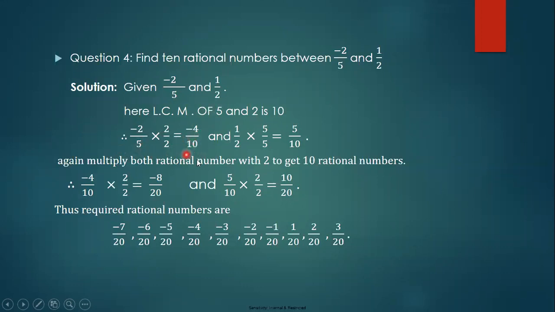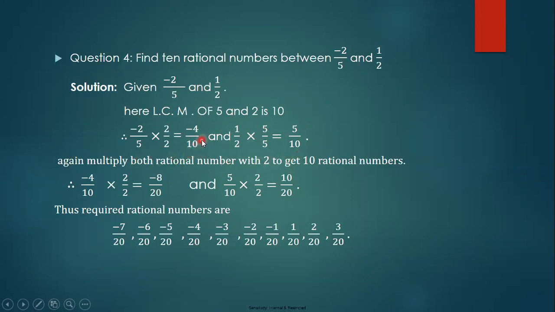So you have to make the denominators equal. Then one more rational number here, it is 1 by 2. Then here what do I have to multiply to make it 10? I have to multiply 5, with the numerator and denominator both. So 1 5 is 5, 5 2 is 10. So here denominators are made equal. Then it is easy to find the rational numbers.